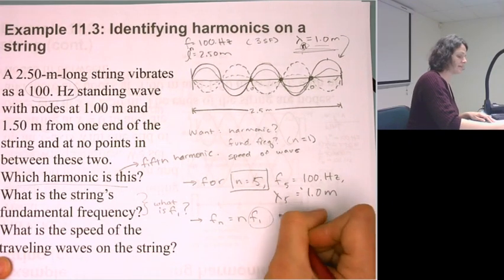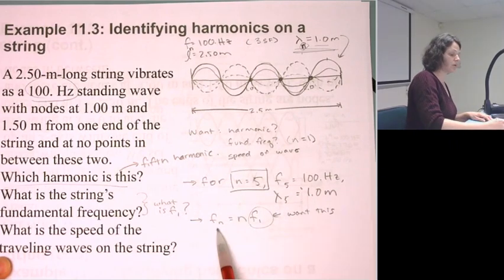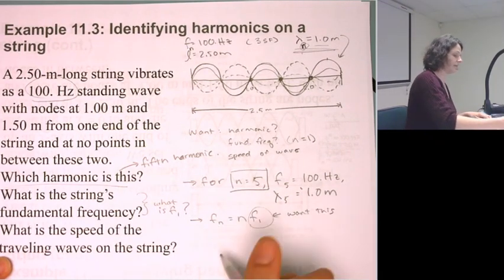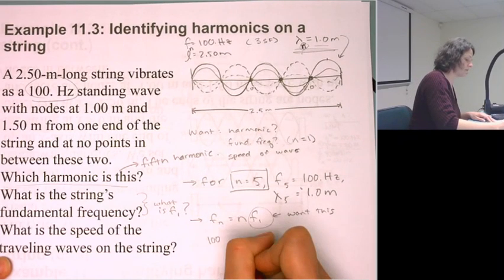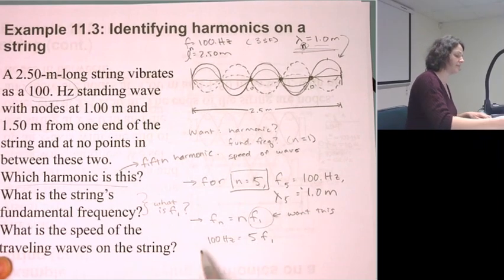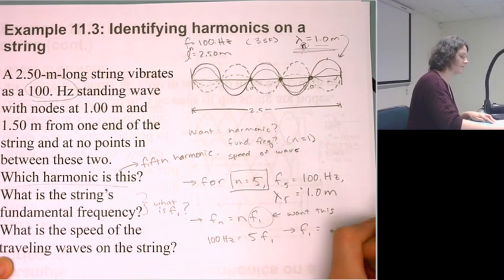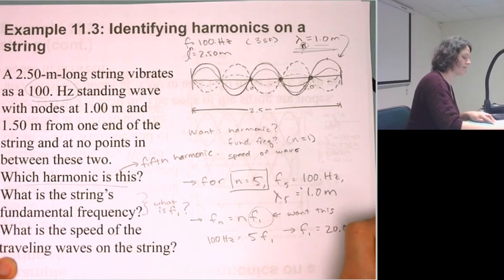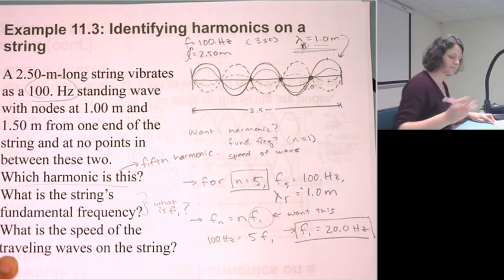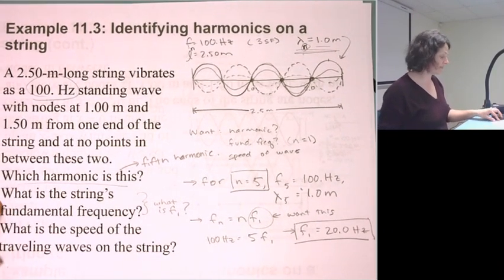And we want this. And we know what the n equals 5 mode looks like. So we'll say that F5, 100 hertz, is 5 times F1. I divide both sides by 5, and I see that F1 is 20.0, and I'll make that 3 sig figs because that's how many I wanted. Okay, so that's the string's fundamental frequency.